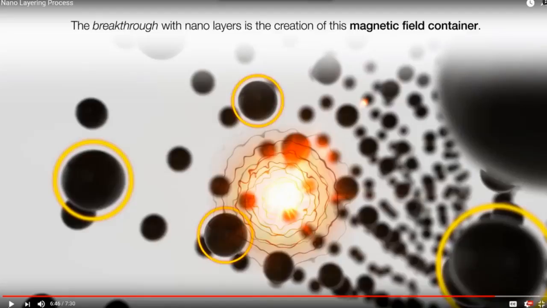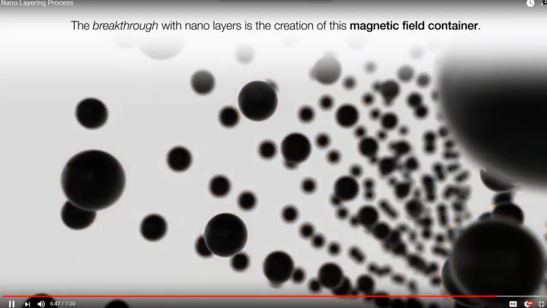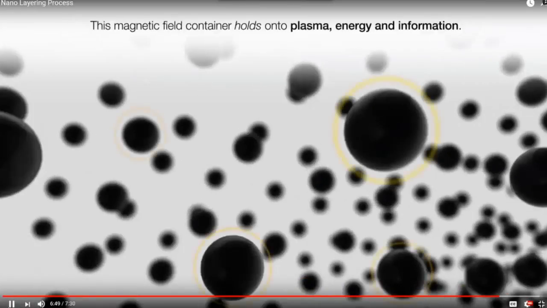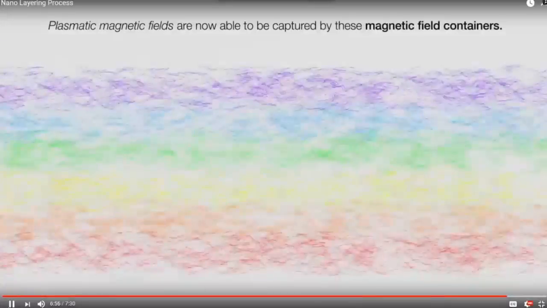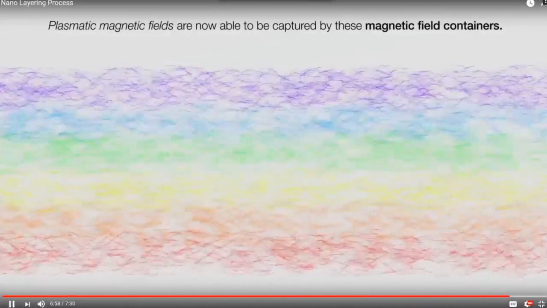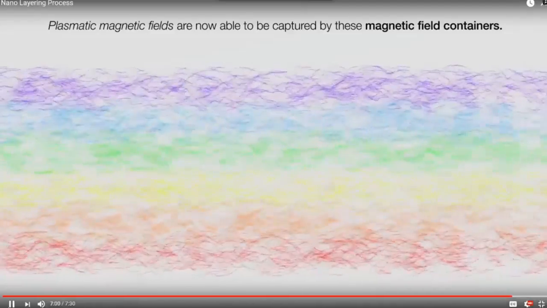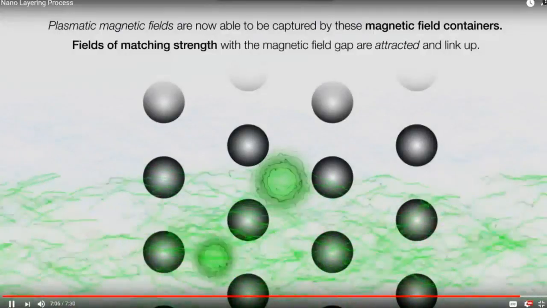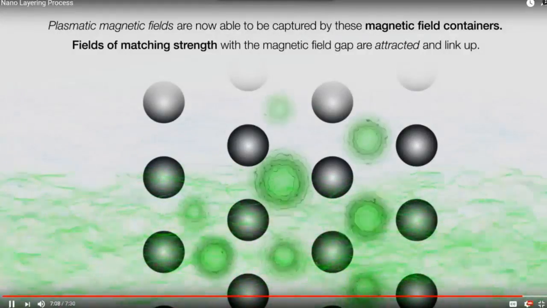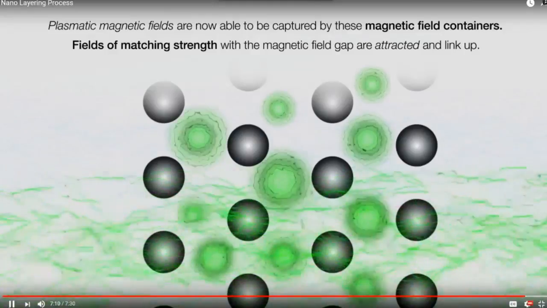The breakthrough with nano layers is the creation of this magnetic field container. This magnetic field container holds onto plasma, energy, and information. Plasmatic magnetic fields are not able to be captured by these magnetic field containers. Fields of matching strength with a magnetic field gap are attracted and link up.